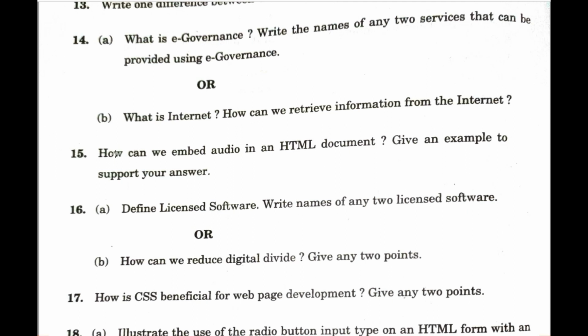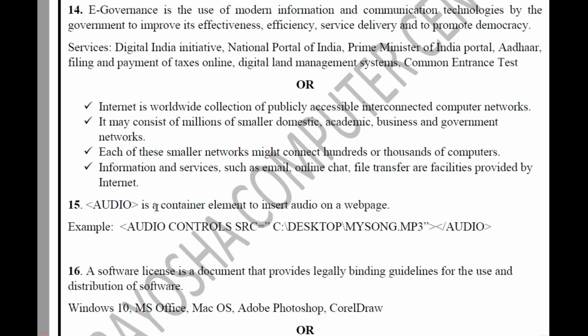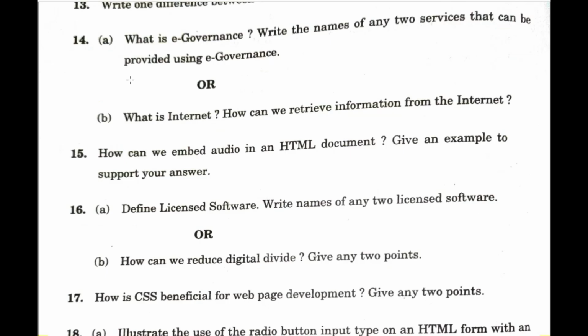Next is how can we embed audio in an HTML document. Give one example. To embed audio, we have the audio tag, which is a container element to insert audio on a web page. This is the example: audio controls, source equals the particular source where we have stored the audio, and then slash audio. So this is one example of how to add audio to a web page.